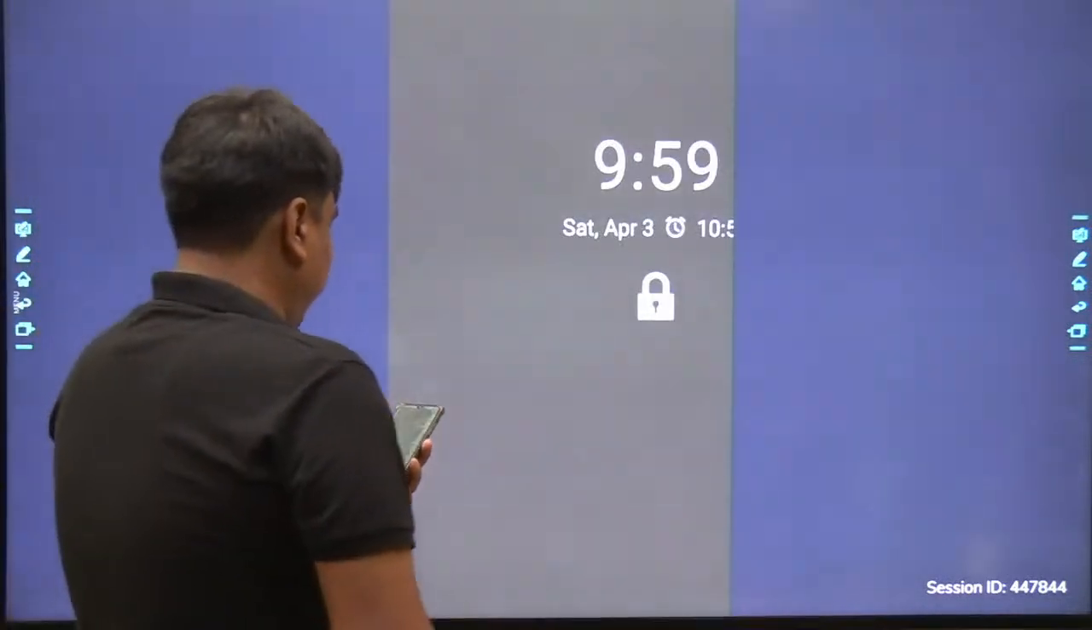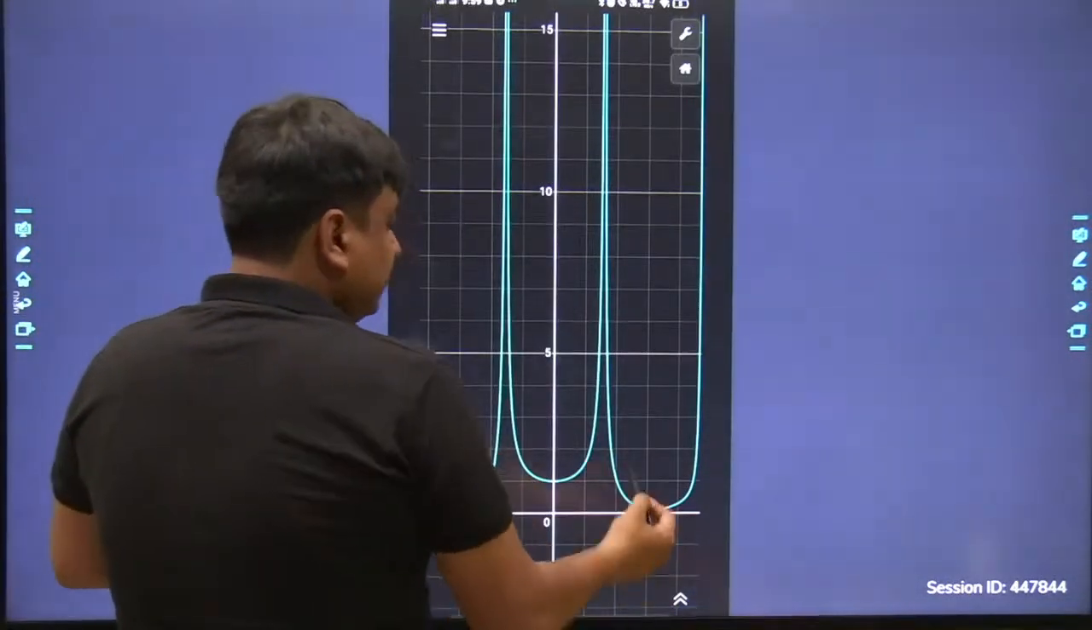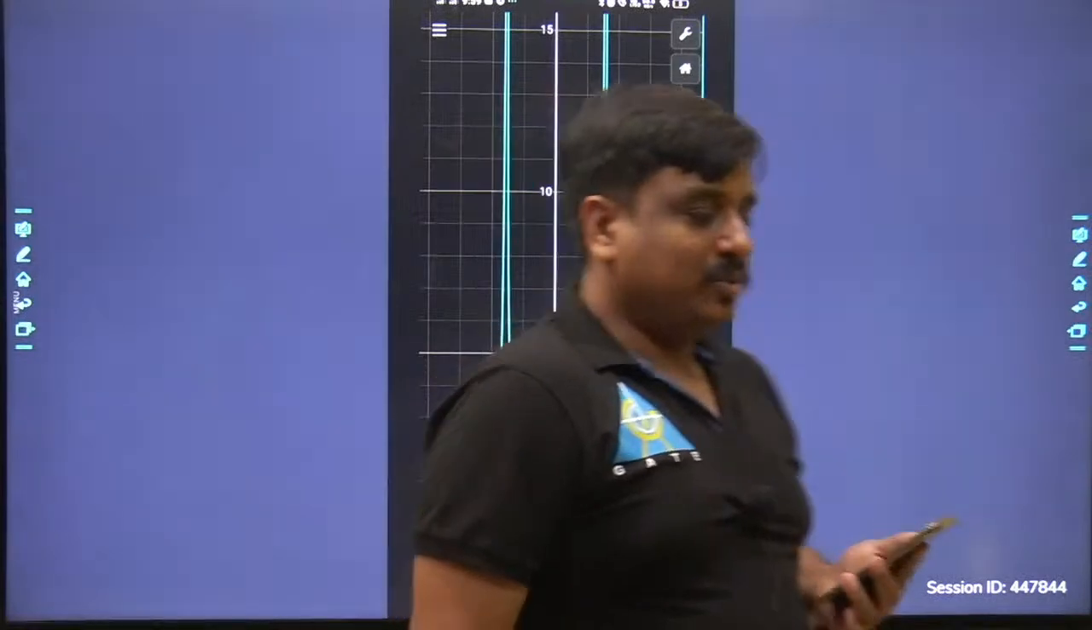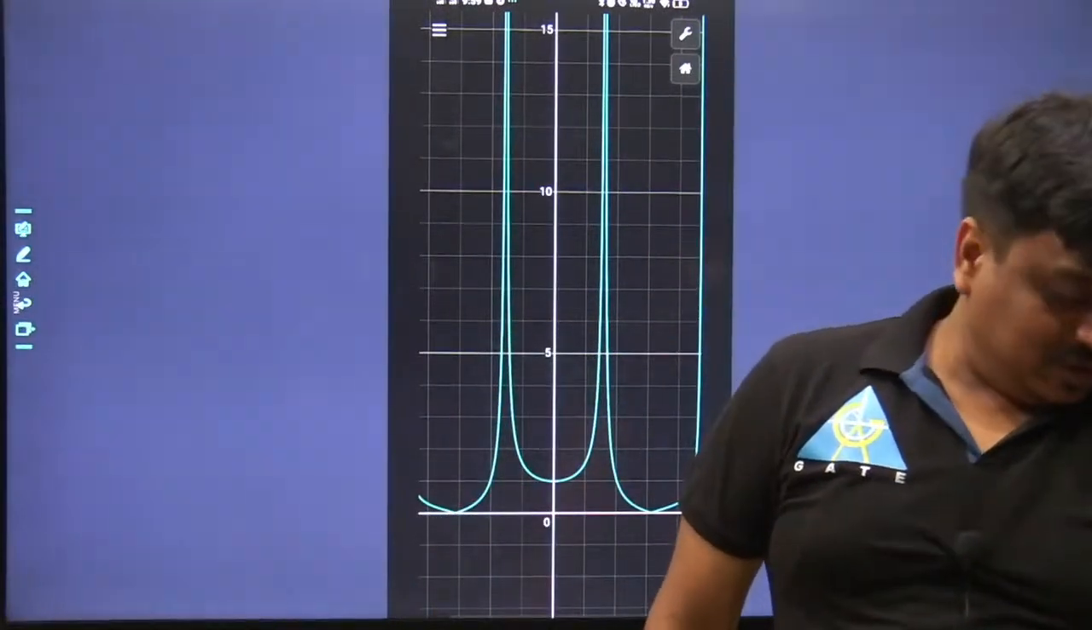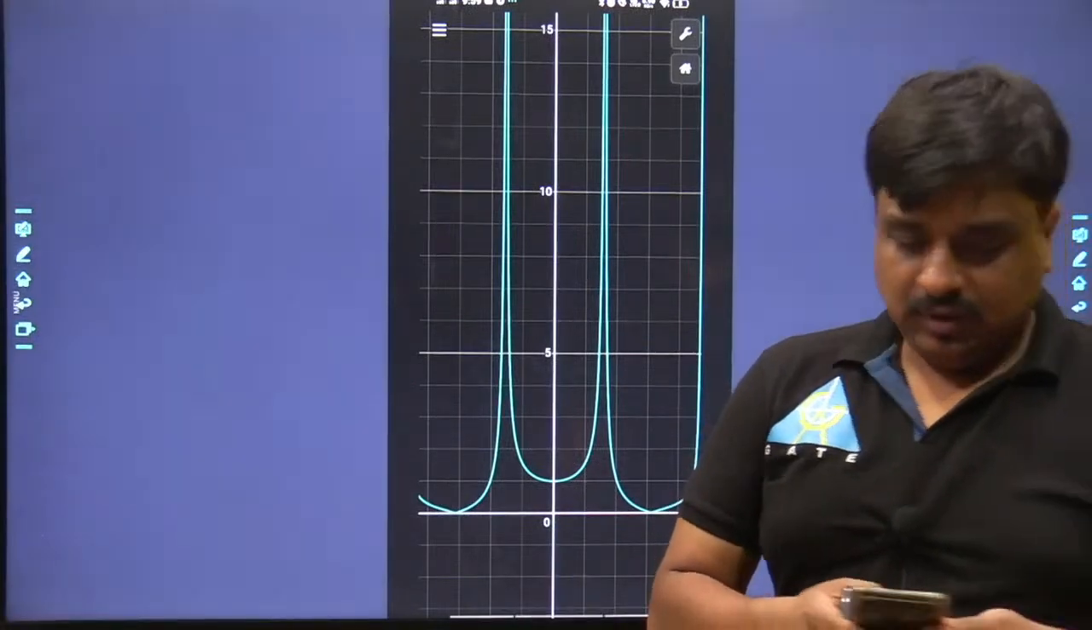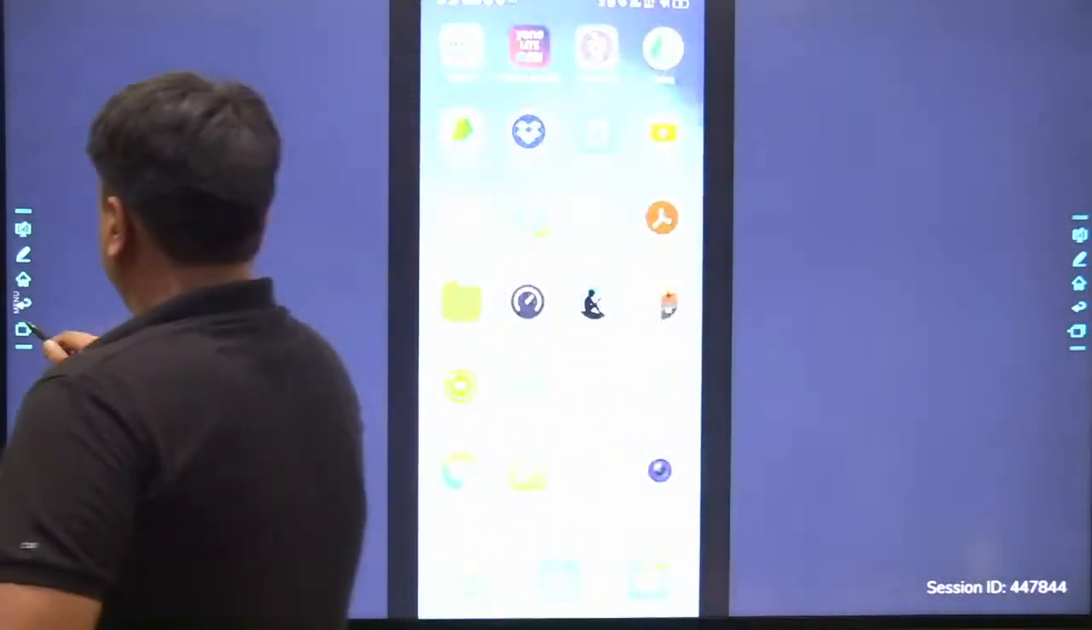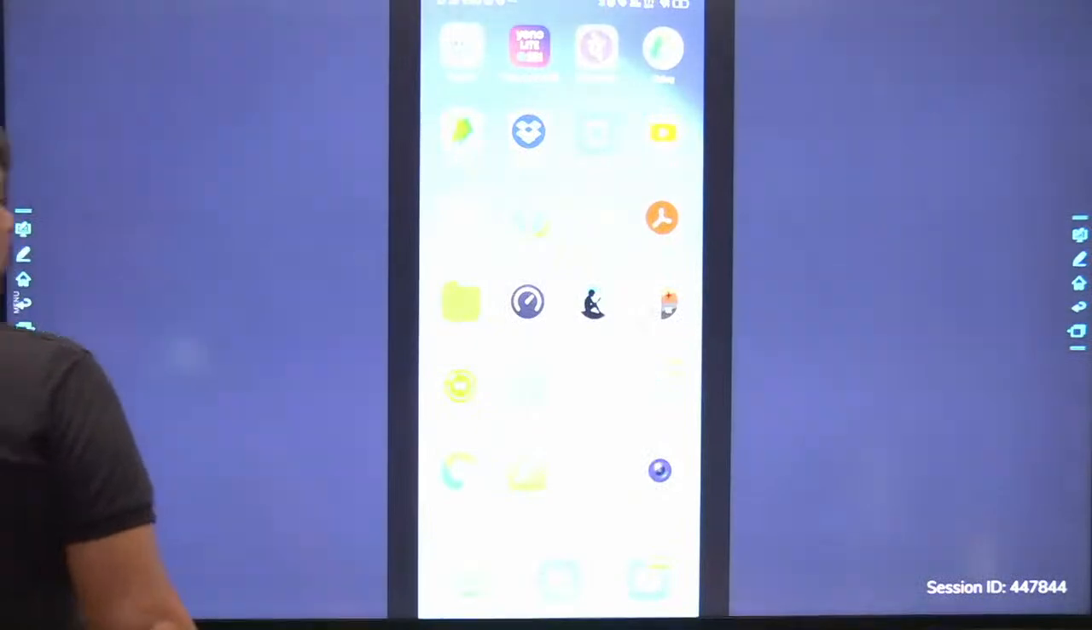Yes, and this has been x equals pi. At x equals pi, definitely the answer is going to be 0. Till this point, each and everything must be clear to all of us. Tell me, is it clear? Let me go back into the working board.